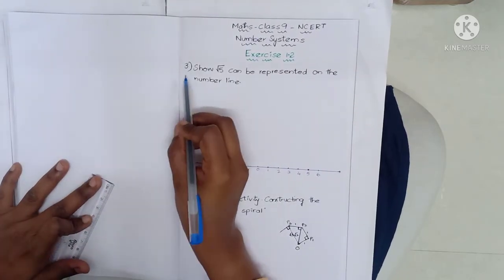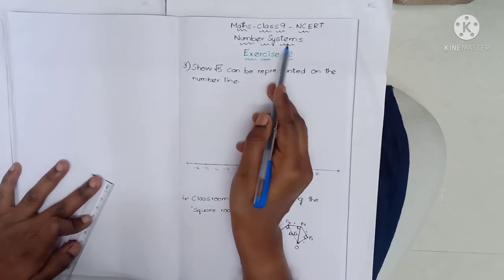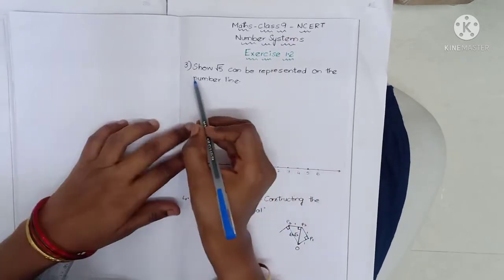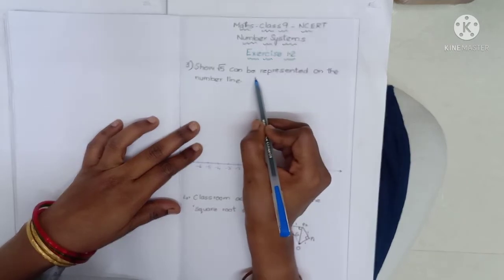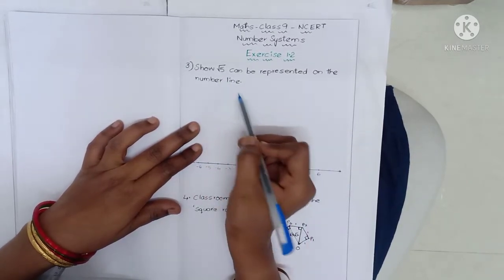Today, let's solve problem number 3 in exercise 1.2 of chapter Number Systems in class 9. What is the third problem, children? Show how root 5 can be represented on the number line.